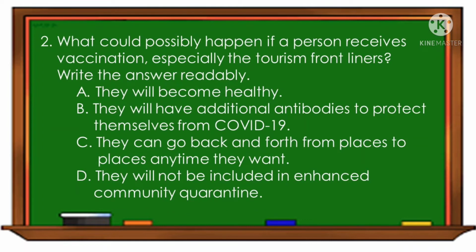2. What could possibly happen if a person receives vaccination, especially the tourism frontliners? Write your answers readably. A. They will become healthy. B. They will have additional antibodies to protect themselves from COVID-19. C. They can go back and forth from places to places anytime they want. And D. They will not be included in enhanced community quarantine.